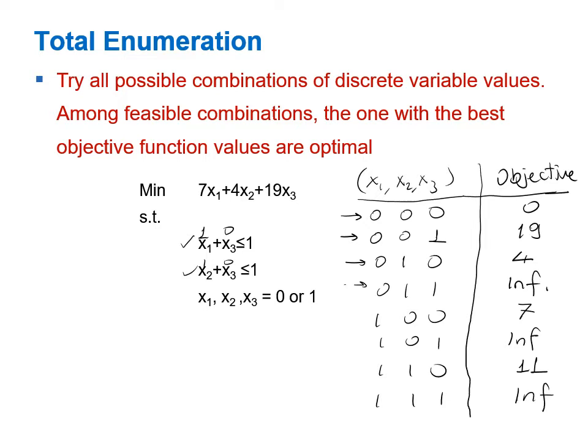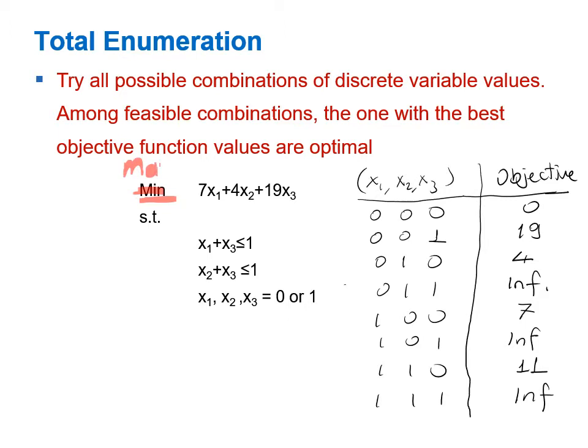So these are all the possible combinations of solutions. There are no other possibilities for these three decision variables. And we evaluated all of them. Now we can identify which one is the best solution. We are trying to minimize, okay? Sorry, the objective is maximization. I have written it wrong.